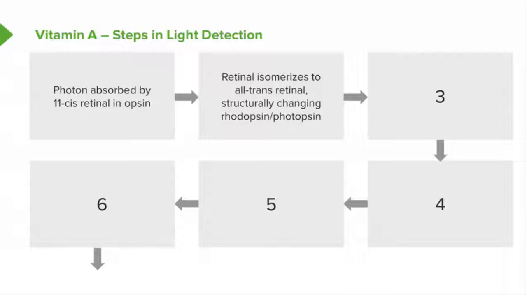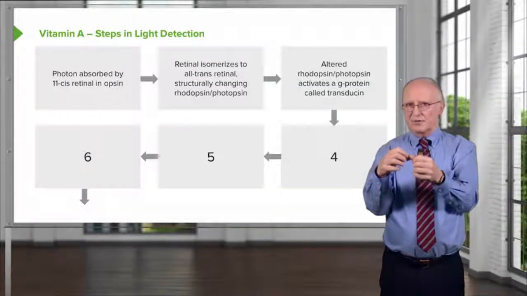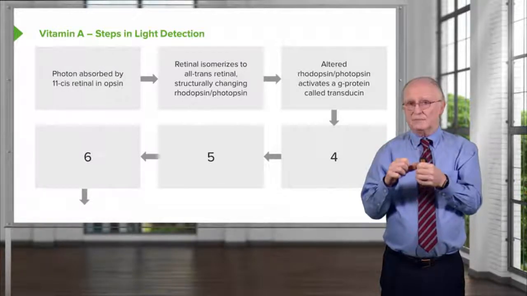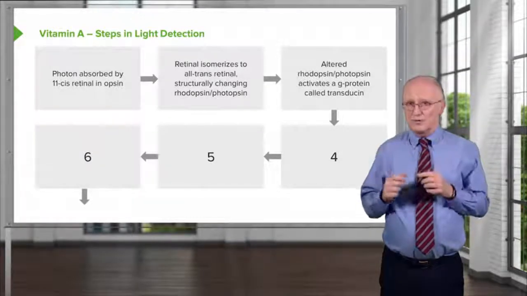The retinal isomerizes in response to this photon of light to change it from the 11-cis form to the all-trans form. This physical change in the structure of retinal affects the rhodopsin or photopsin that contains it. This protein change is communicated into the cell. Now, rhodopsin-photopsin is a membrane protein. It's found in the membrane of these cells, an outside portion and an inside portion. The change in structure changes the inside portion of the cell, and on the inside portion of the cell is located a G protein known as transducin.